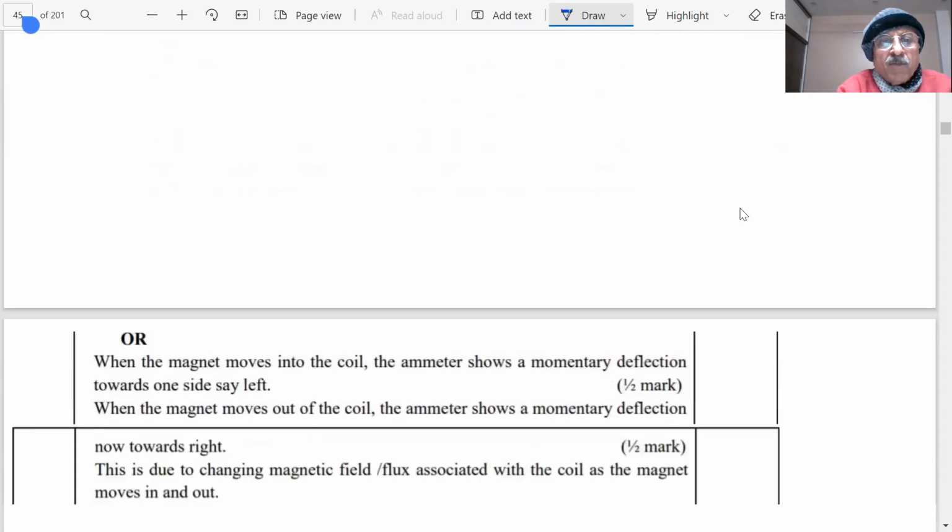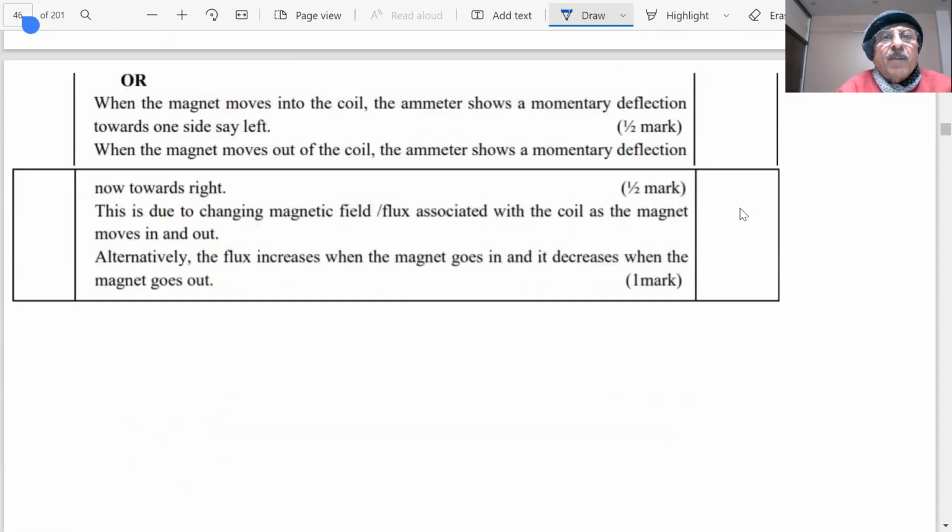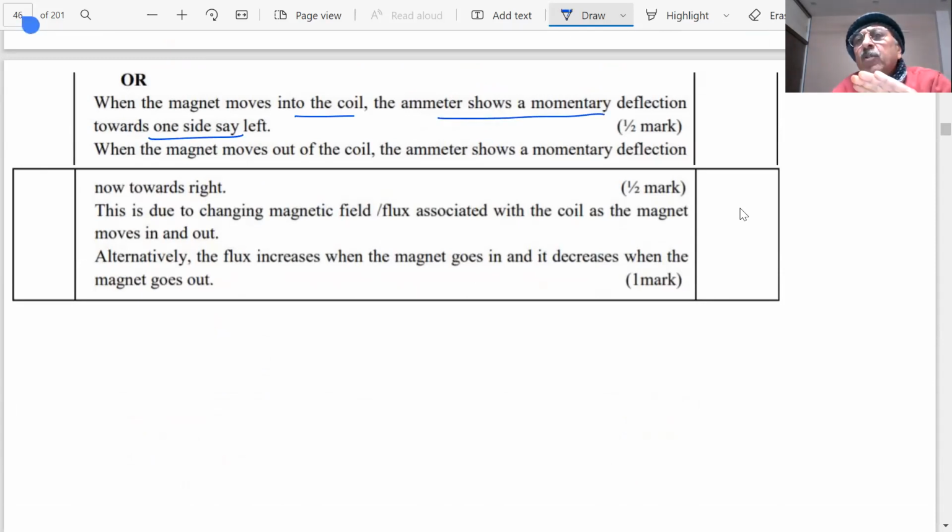Let us see the marking scheme which is given. When the magnet moves into the coil, the galvanometer shows a momentary deflection, say, to the left side. When the magnet moves out of the coil, it shows a momentary deflection towards the right. This is due to the changing magnetic field or flux associated with the coil. When the magnet is moving, the magnetic flux is changing, and the direction of the current is to the right or to the left. The flux increases when the magnet goes in and decreases when the magnet goes out. And if the magnet becomes stationary, there will be no change in magnetic flux, and it can show a 0 reading also.